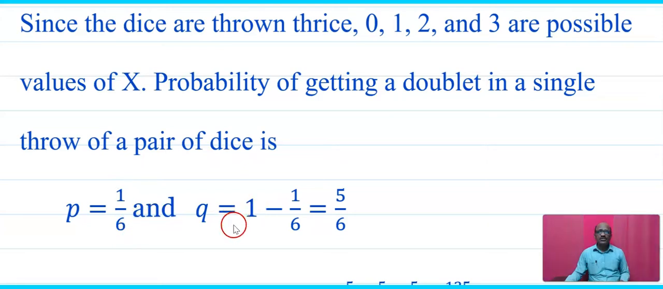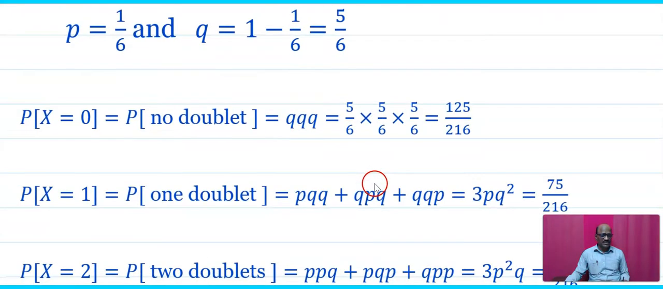And what about Q? If you are not getting the doublet, then it is 1 minus 1 by 6, which is 5 by 6. Now see this here. P of X equal to 0, that is, no doublet is there. Then your throw is 3 times, so Q and Q and Q, 5 by 6 into 5 by 6 into 5 by 6, which is 125 upon 216.